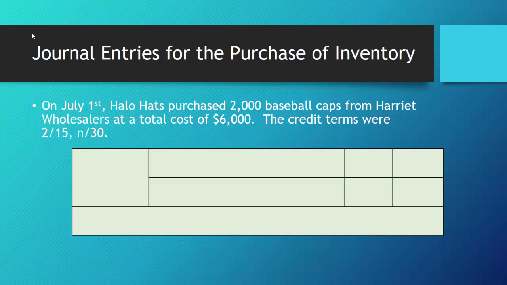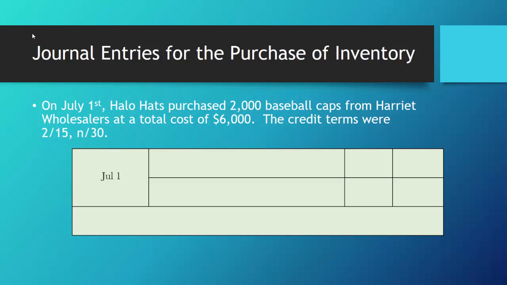Here we have the journal entry for the purchase of inventory. On July 1st, Halo Hats is going to purchase 2,000 baseball caps from a company called Harriet Wholesalers. These hats are going to cost $6,000, and Harriet Wholesalers is going to give Halo Hats credit terms of 2/15 net 30. So Halo Hats gets 2% off if they pay within 15 days. The full balance is due in 30 days.